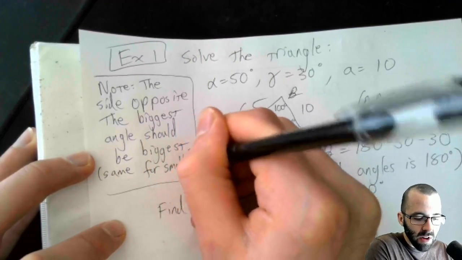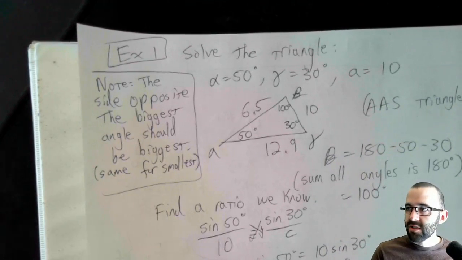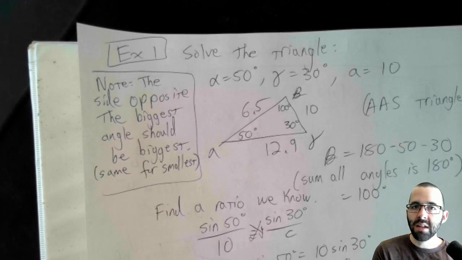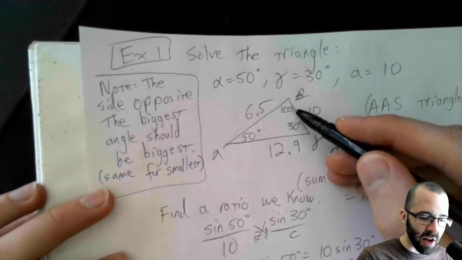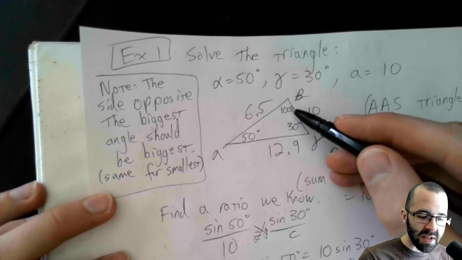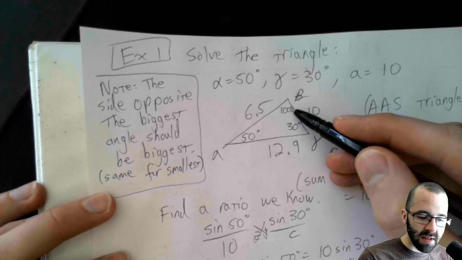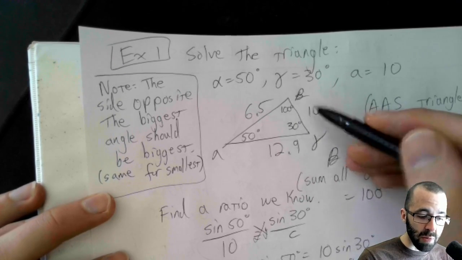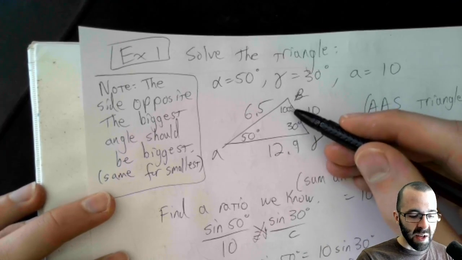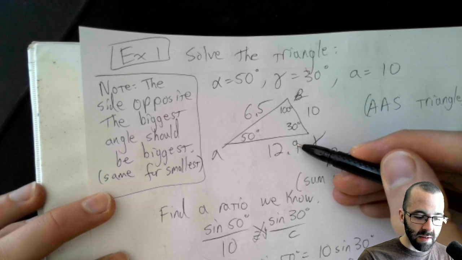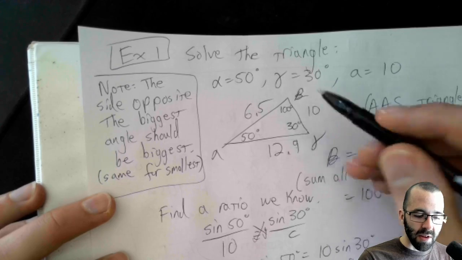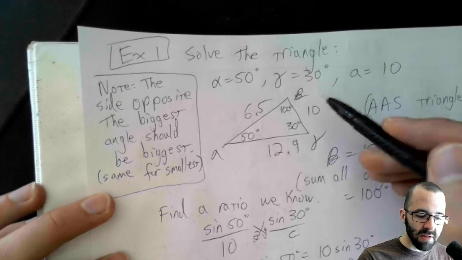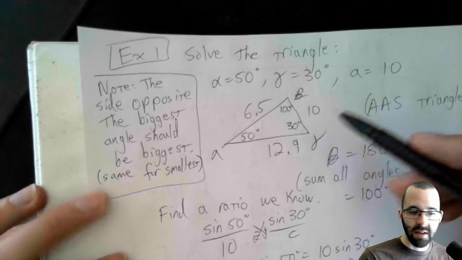So let's just make sure that that's true, because this can be a great way to catch if you made a silly mistake. So what's the biggest angle? The biggest angle is 100 degrees. What's the side opposite 100 degrees? 12.9. Good, 12.9 is the biggest side. Biggest angle should correlate to biggest side. What's the smallest angle? 30 degrees. Opposite 30 degrees is 6.5, which is the smallest side, okay?